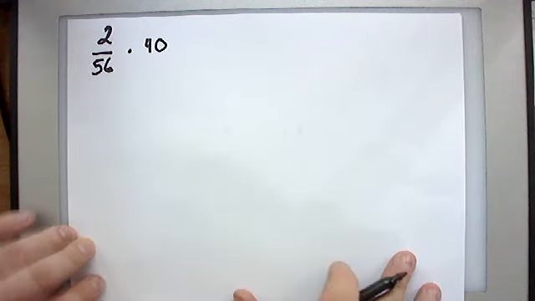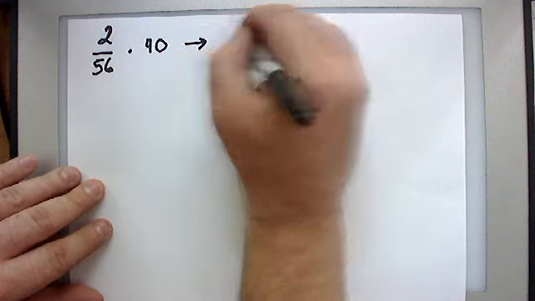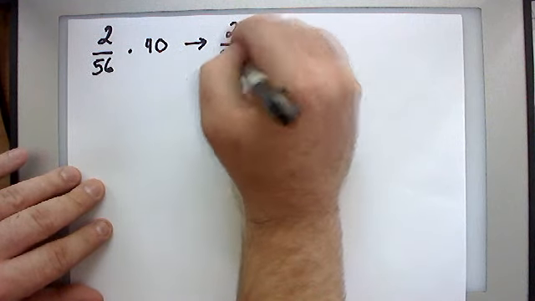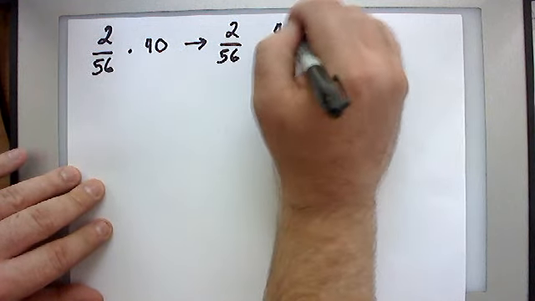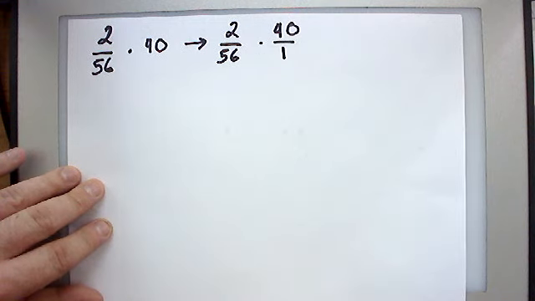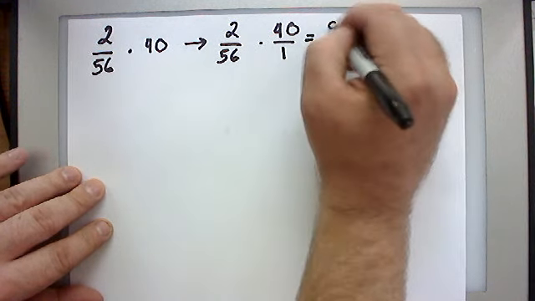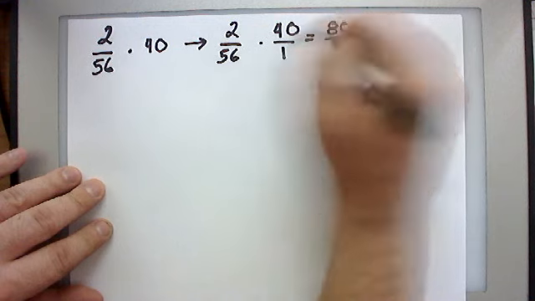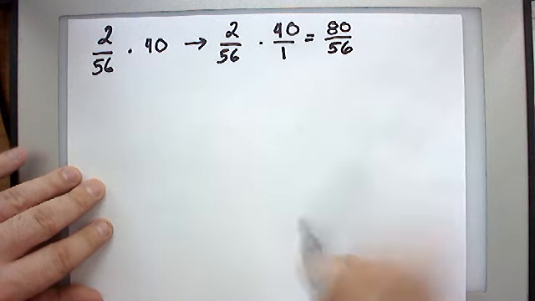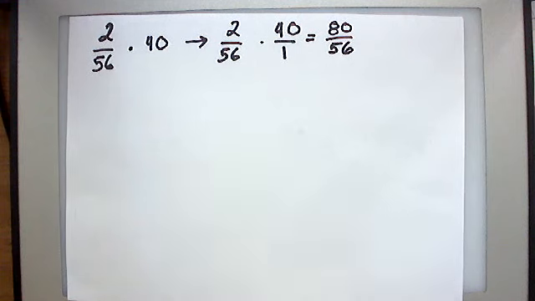First things first, you have to recall back to the beginning of the lecture. What this really means is 2 over 56 times 40 over 1. Didn't we say that earlier? Any number can be made into a fraction by putting it over 1. So if I just go through this the brute force way, 2 times 40 is 80. 56 times 1 is 56. And now that's my answer, 80 over 56.